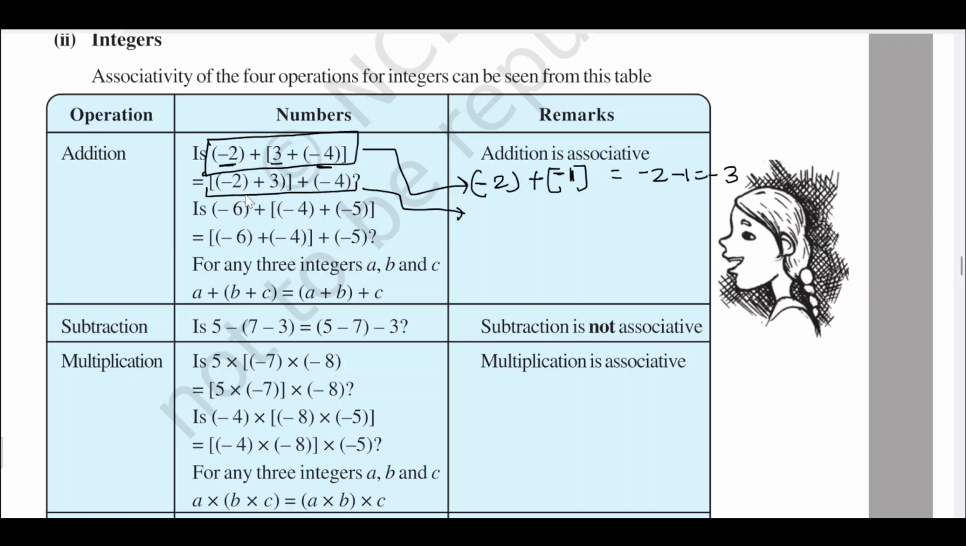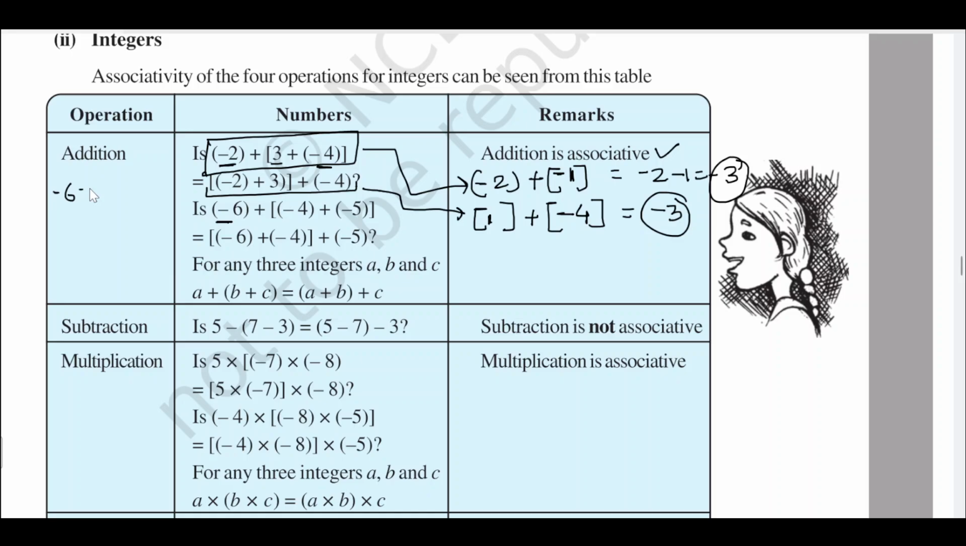For this side, first we will operate this one, -2 plus 3, that is +1, plus -4. Okay, -4 plus 1, that is -3. So we are getting LHS is equal to RHS. So we can say addition is associative. There is another example also. So we will solve this.